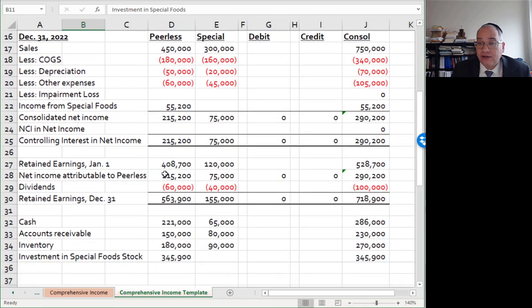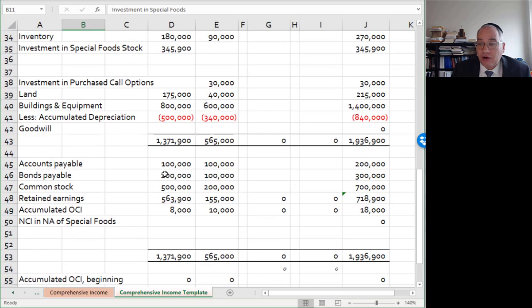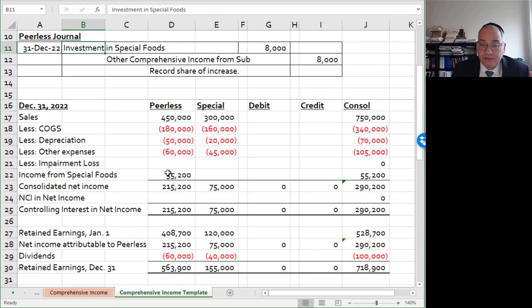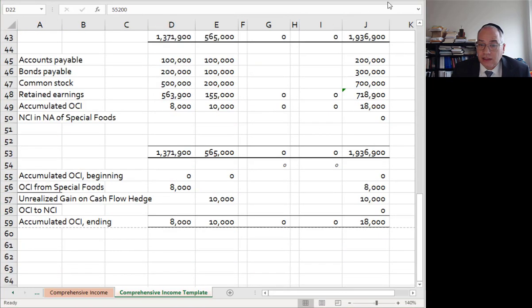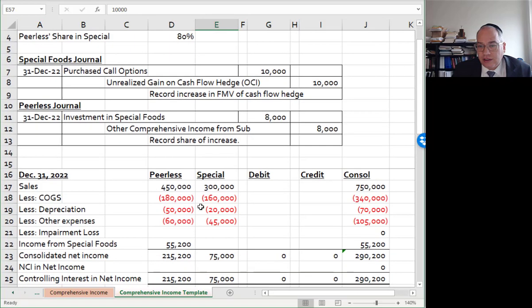And here you can see the whole consolidation, worked up in a little spreadsheet. You can see we have income from Special Foods of $55,200. At the very bottom, in the other comprehensive income statement, you can see an unrealized gain on cash flow hedge of $10,000. That's also going to be important for what we're going to do. So the first thing to do here is our large elimination entry.